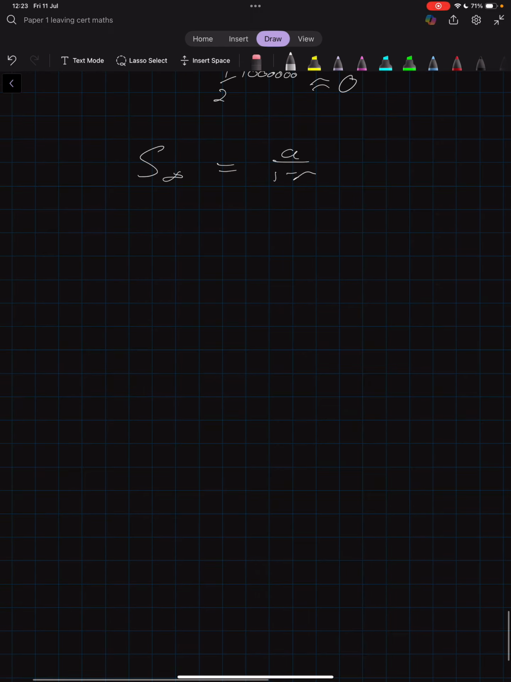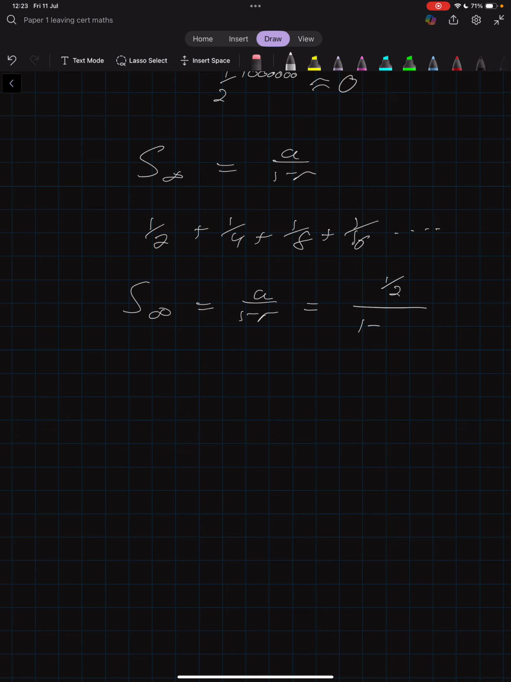This is the reason. If I do a half plus a quarter plus an eighth plus a 16th, and I did it on forever, and I want to know what is the value of this, you would say S infinity, friend, that's equal to a over 1 minus r. So a is equal to a half. 1 minus r. R is what you're multiplying by. I'm multiplying by a half every time. That's equal to a half over a half. So it's 1. So this is saying that if you do this forever, you will get 1.